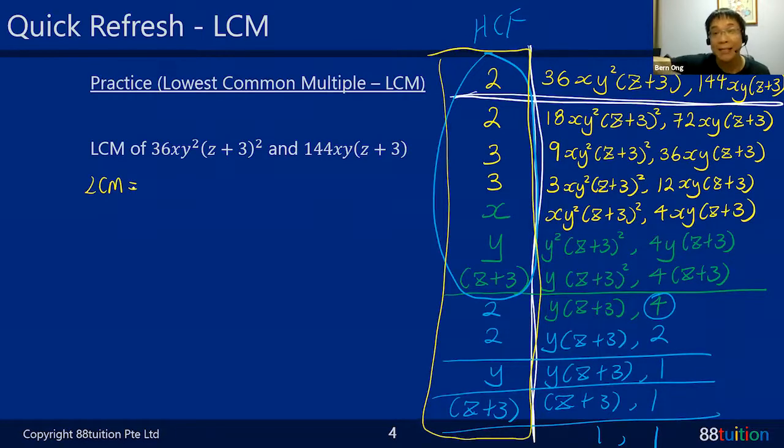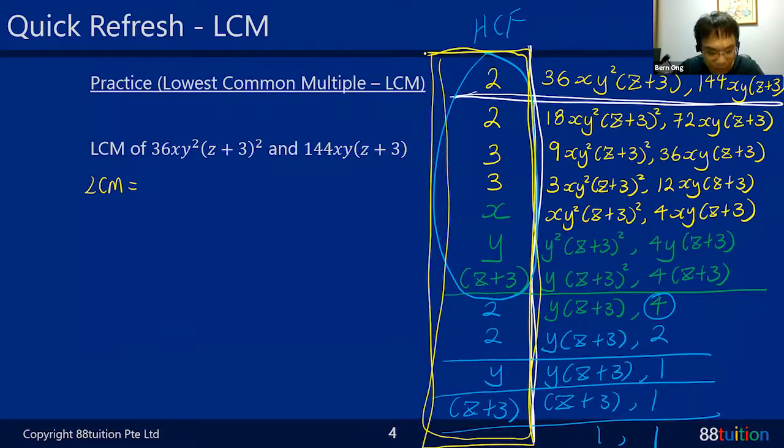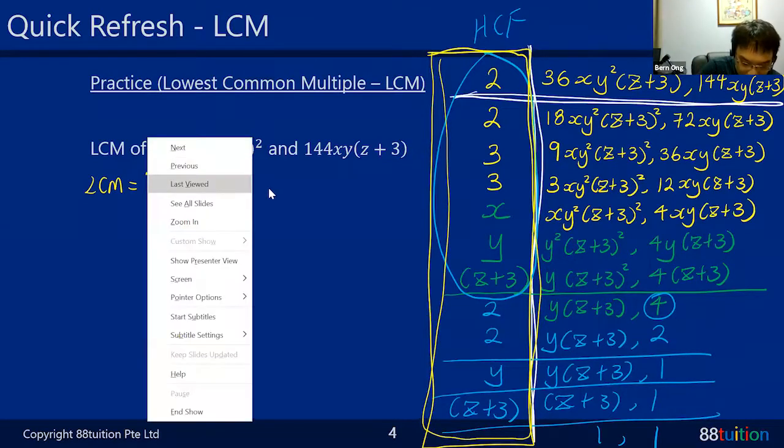And your LCM, the answer is what? The answer is all these multiplied together, the yellow boxes here. Everything multiplied together. Press the calculator lah. 2 times 2, 2 times 2, times 3 times 3, times 2 times 2. So you get 144.